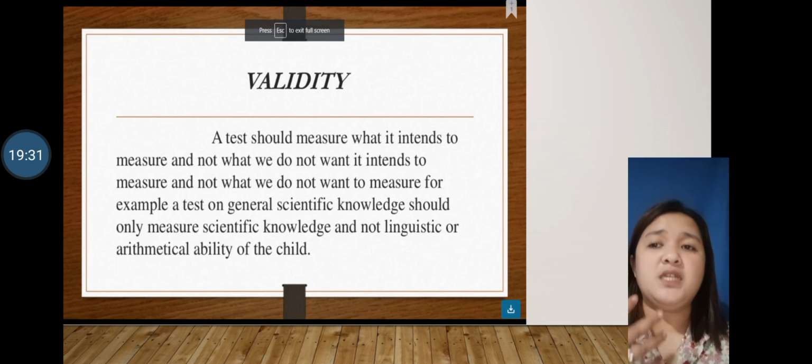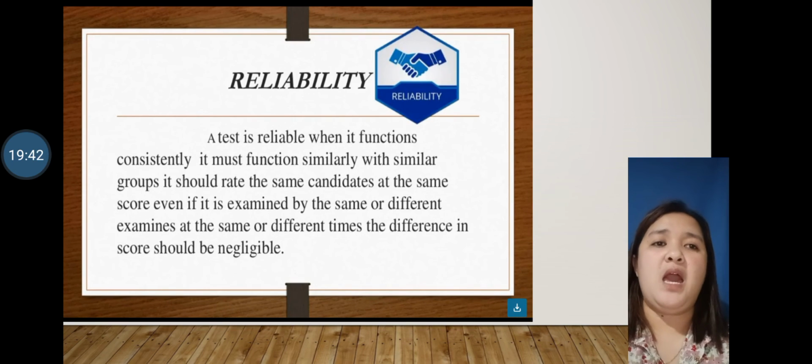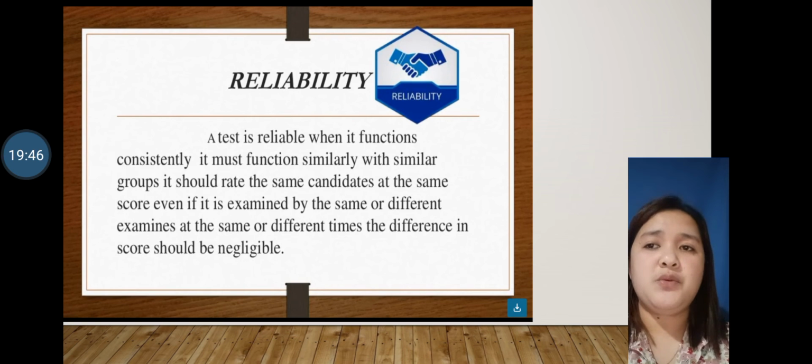For example, a test on general scientific knowledge should only measure scientific knowledge and not linguistic or arithmetical ability of the child. Then we have the reliability. So a test is reliable when it functions consistently. So it must function similarly with similar groups.